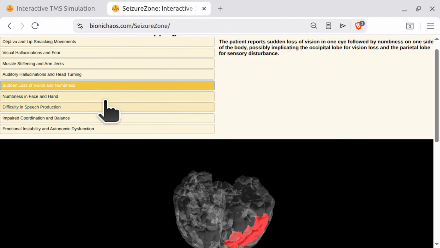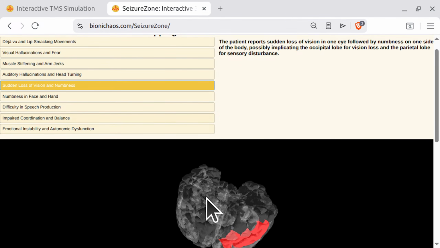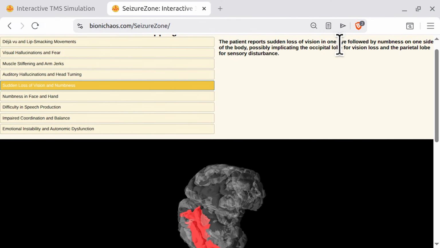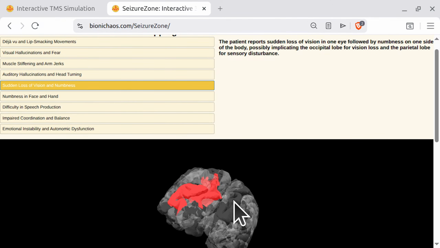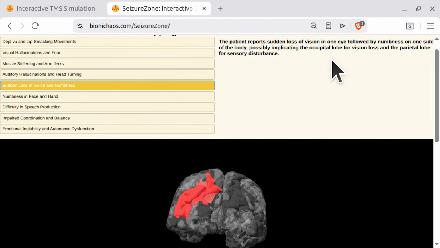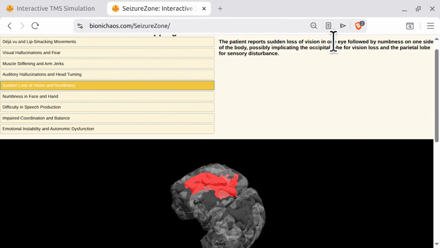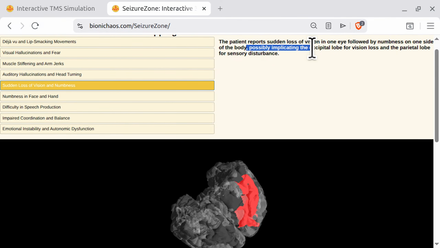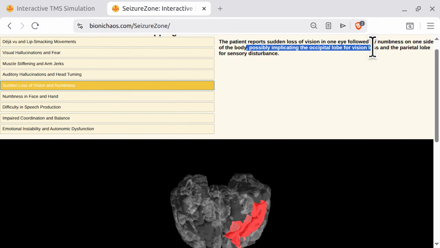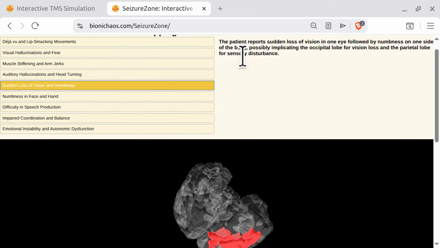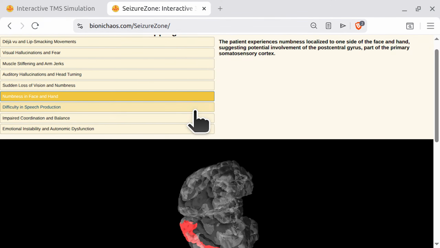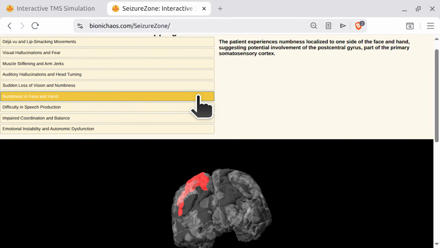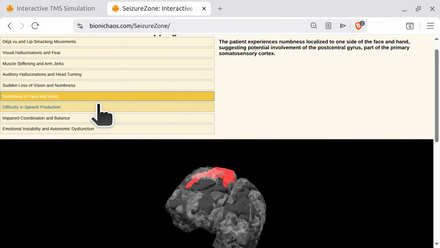Sudden loss of vision and numbness. And yeah, then you have a description for it as well. Patient reports sudden loss of vision in one eye. So that will be the contralateral side of the brain. The other side of the brain will be affected, depending on which eye it is. Followed by numbness in one side of the body, possibly implicating the occipital lobe for vision loss and the parietal lobe for sensory disturbance. So that will be called a semiology. By the way, they're not from papers and stuff. Those were generated by, I think, ChatGPT or something.